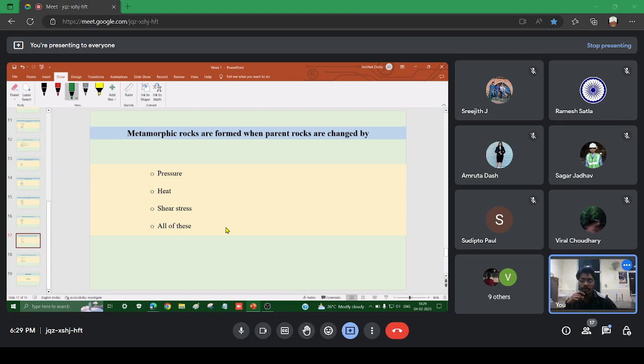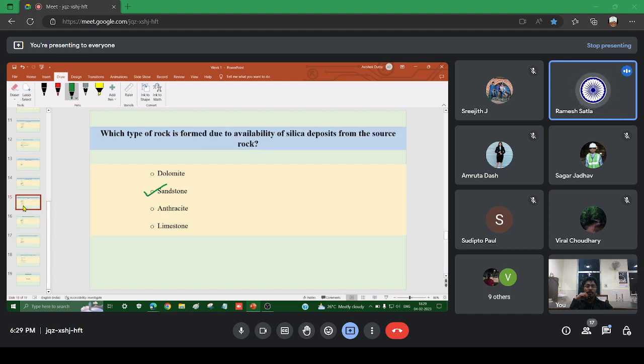There are also many other factors that might lead to the formation of metamorphic rocks. These are only a few. So only pressure will not help. It will also be the combination of all the other factors. So the option 'all of this' should have been the last sentence. Metamorphic rocks are formed when parent rocks are subjected to. That should have been the correct question.